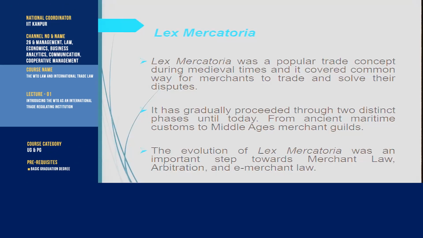It has gradually proceeded through two distinct phases until today, from ancient maritime customs to Middle Ages merchant guilds. So, as stated, lex mercatoria was very much progressive in developing the maritime law that we see to date, and then the merchant guilds, that is the banking system, the financial institutions, because it's not a modern day practice that there are a group of investors, or people who loan money to others to take risk or to establish their financial setup or their industry. But this practice existed a long time back also, based on the families and the traditions of the family.